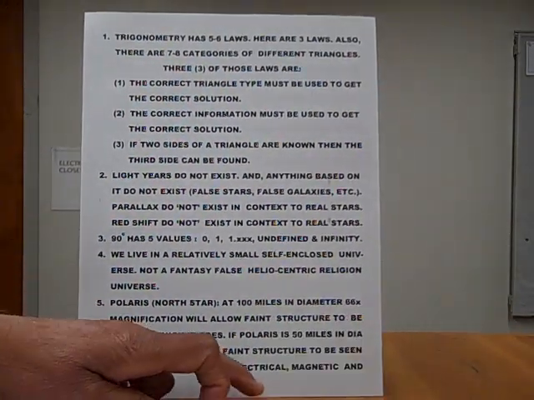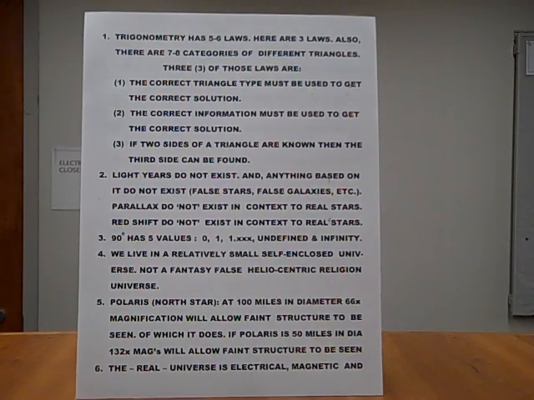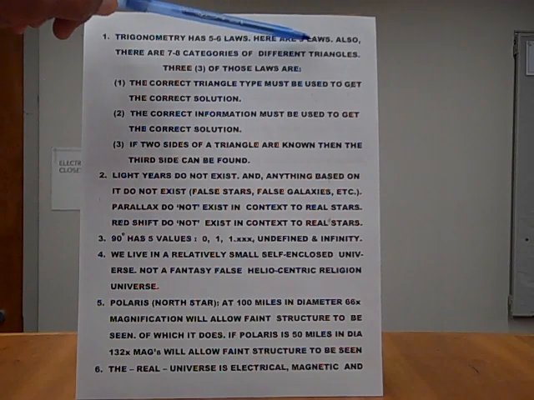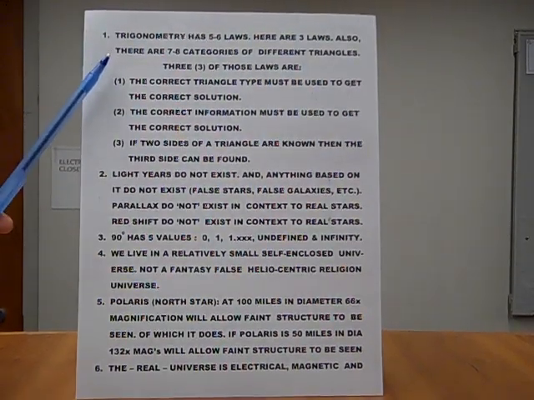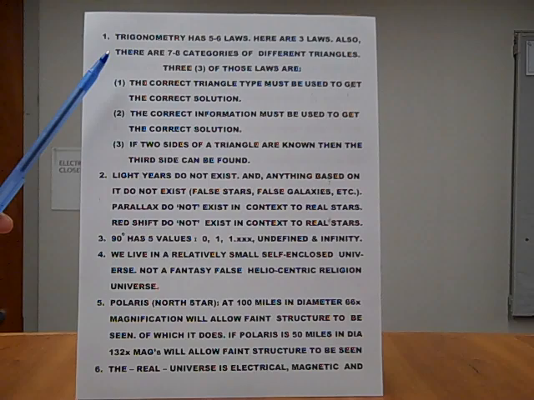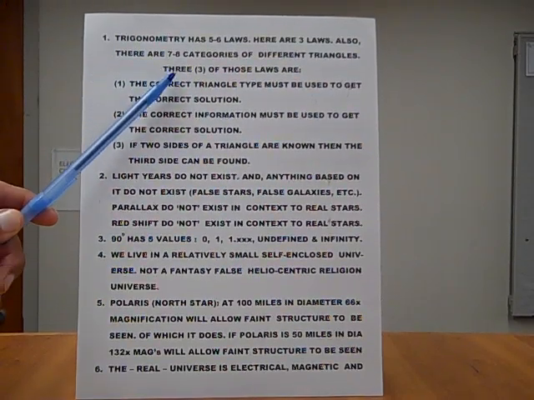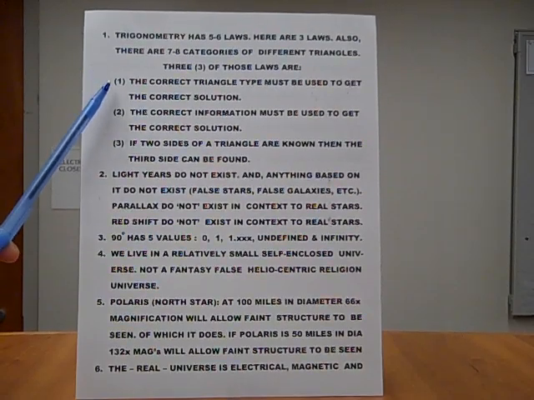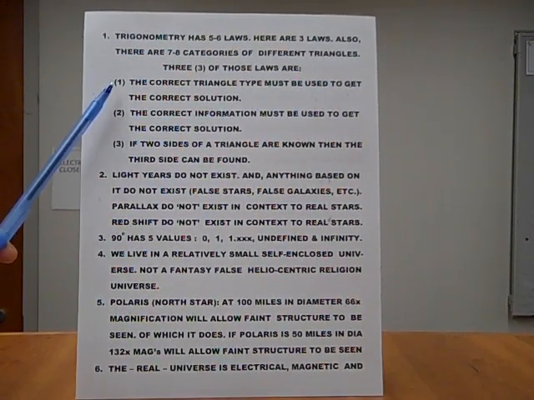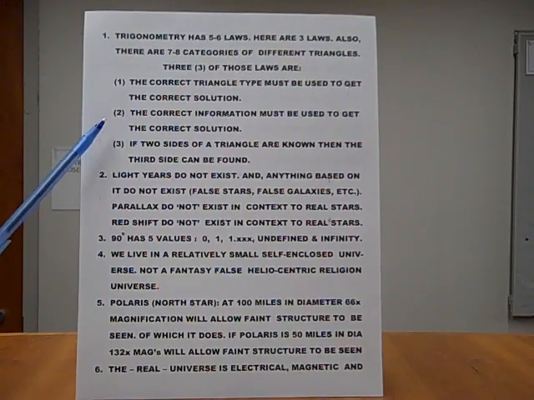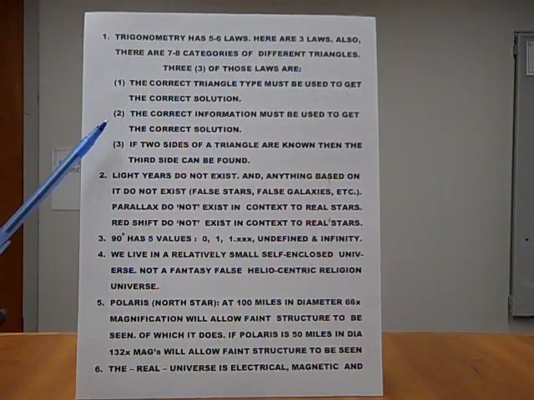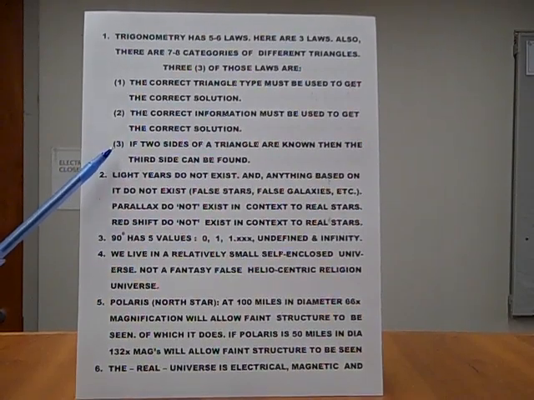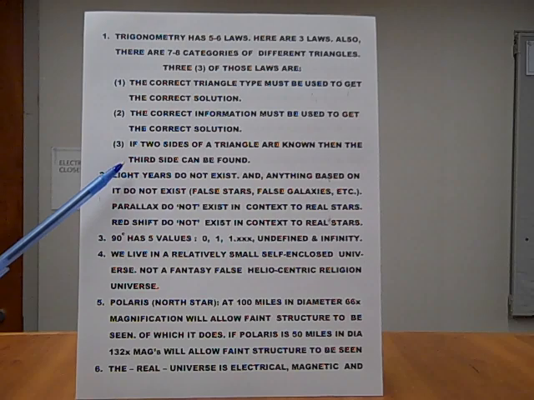Now, to continue. Number 1, trigonometry has 5 to 6 laws. Here are 3 laws. Also, there are 7 to 8 categories of different types of triangles. The first law: the correct triangle type must be used to get the correct solution. The second law: the correct information must be put into and used to get the correct solution. Number 3: if 2 sides of a triangle are known, then the third side can be found.